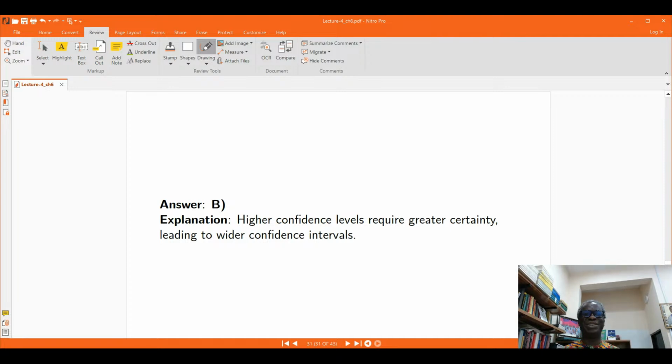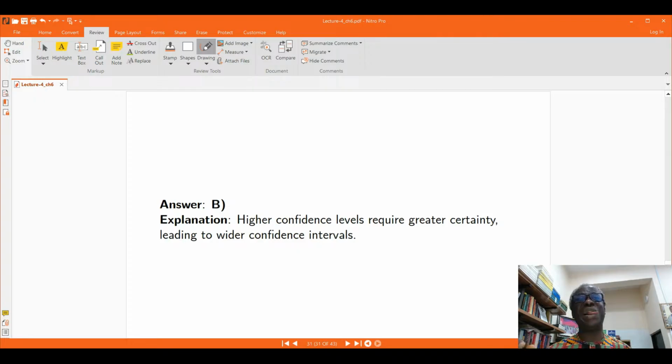So what's the correct answer? The correct answer is B. A higher confidence level requires greater uncertainty, leading to a wider confidence interval. So if you increase your confidence level, then you are actually making your confidence interval expand.